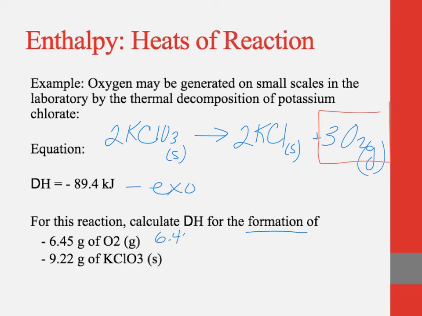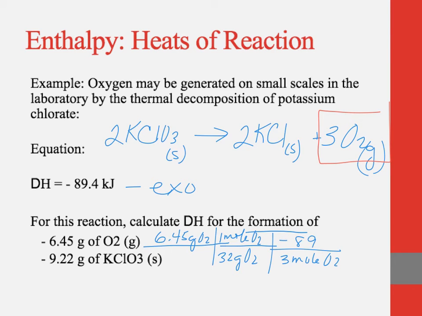6.45 grams of O2. You know that 1 mole of O2 has a mass of approximately 32 grams. And in our equation, you know that when you have 3 moles of O2, that releases negative 89.4 kilojoules. So this cancels. We do the math, and we get negative 6.01 kilojoules.